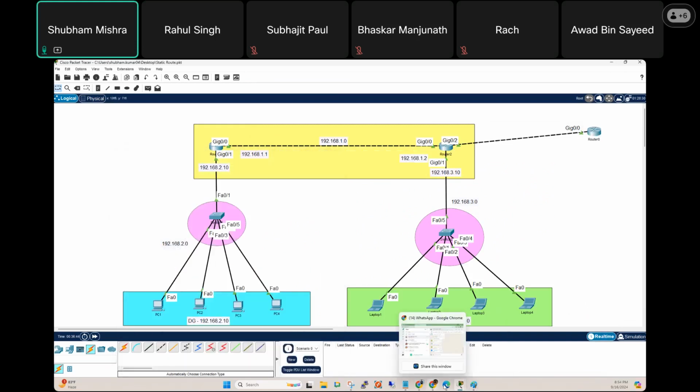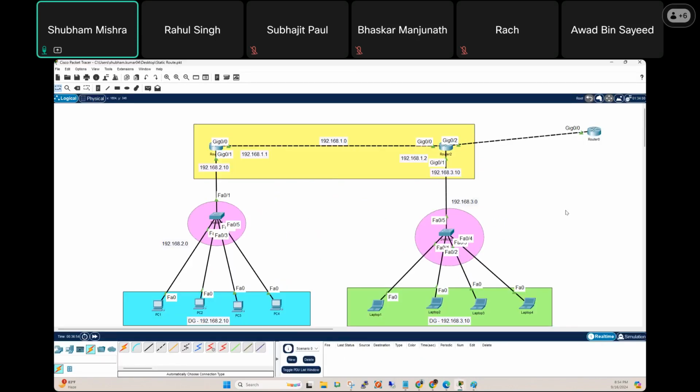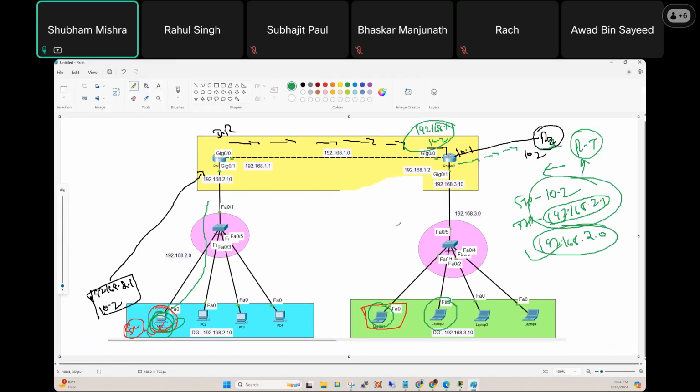Now come here about the host route. In host route, what I told you. Basically, by the help of host route, if you want to reach any specific PC, getting my point? So what you can do? You can use the host route. So there are two types of static route. First one is network route and second one is host route.